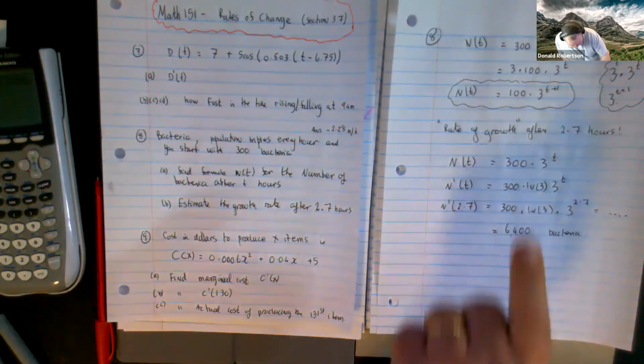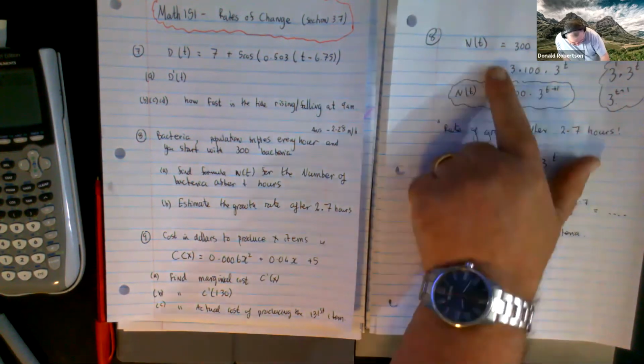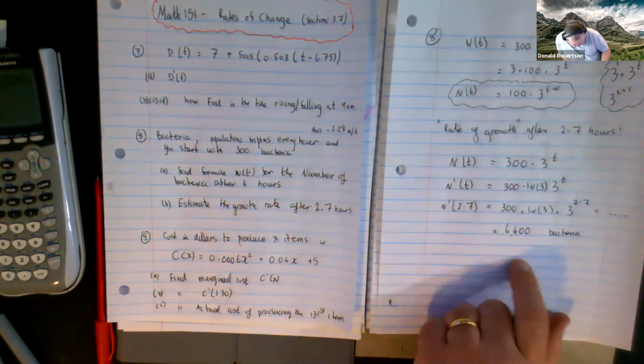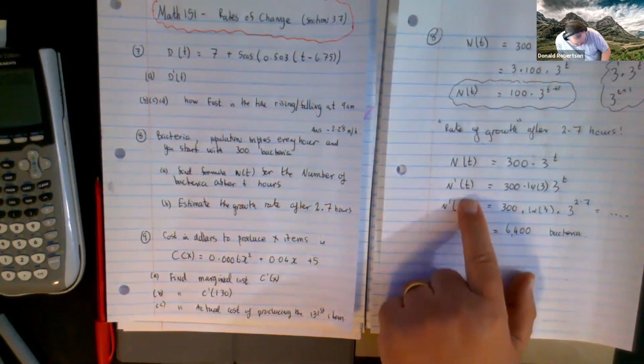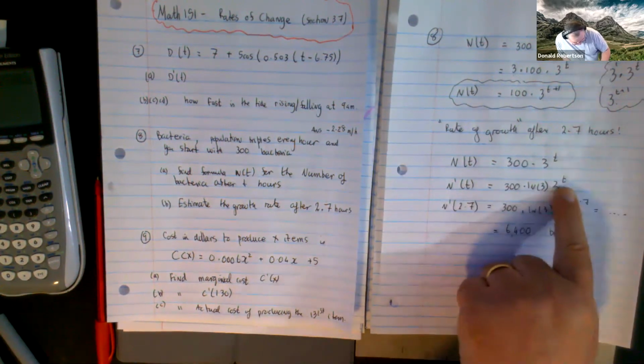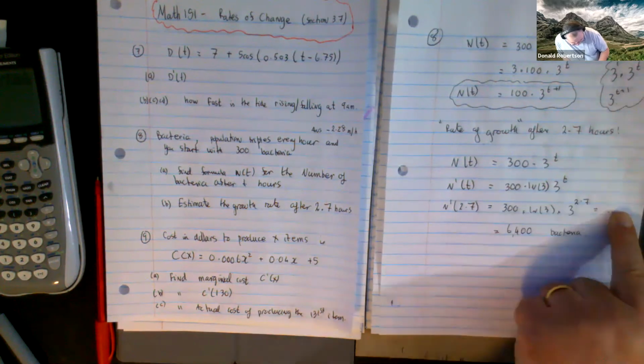So if you give me a formula and you want to know the rate of change of that thing, what I do is I take whatever this formula is and I differentiate it. And then I plug in whatever t was in the story. In this case, t was 2.7 hours. And then you calculate.